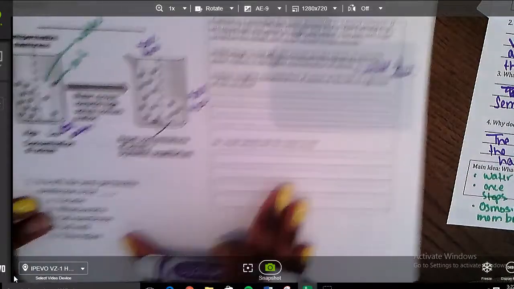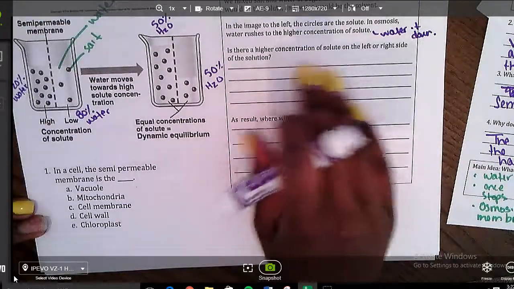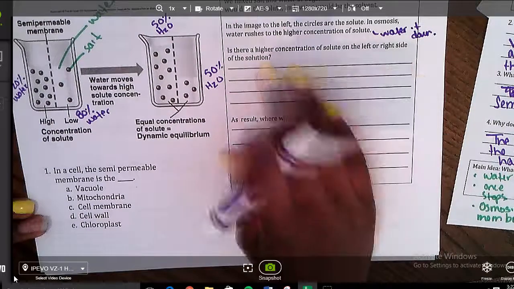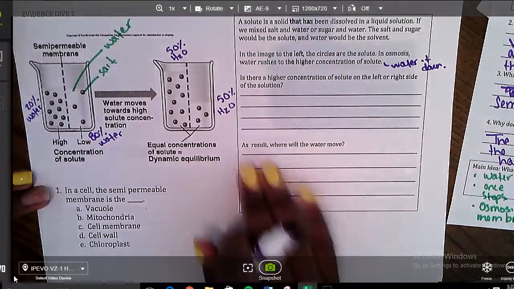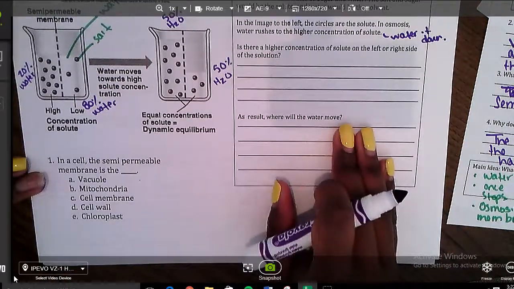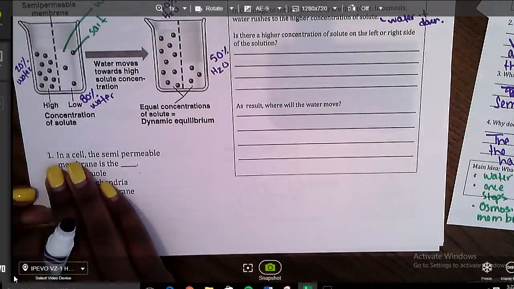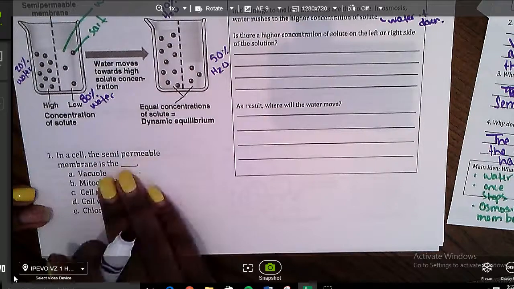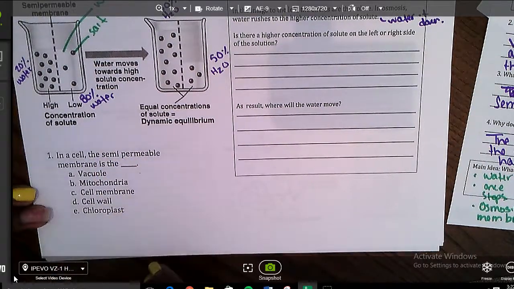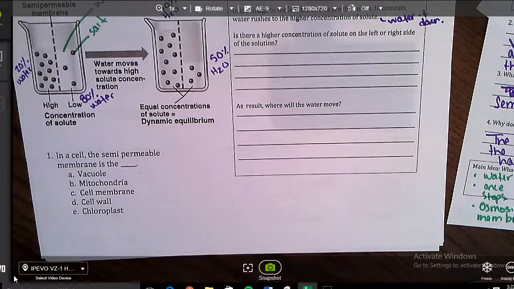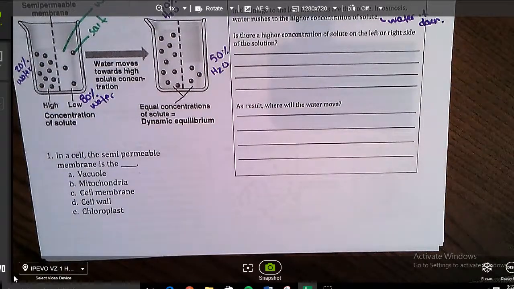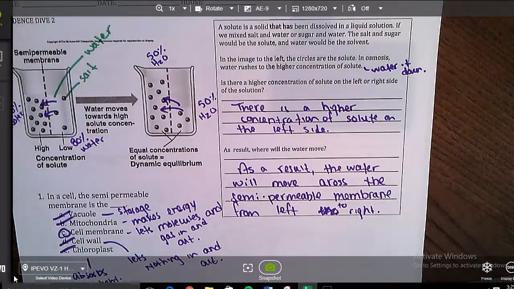So now I'm just asking you some review questions. Is there a higher concentration of solute on the left or right side of the solution? As a result, where will the water move? You're explaining these two in your own words. Then go to number 1. In a cell, the semi-permeable membrane is the, pick the correct answer here. You have 2 minutes. Give me a thumbs up so I know you're answering these questions on your own. Go.